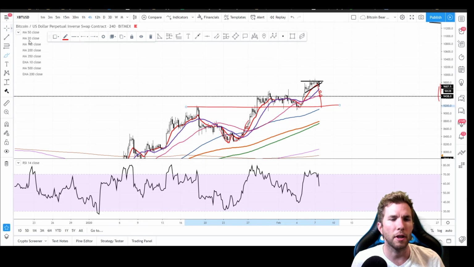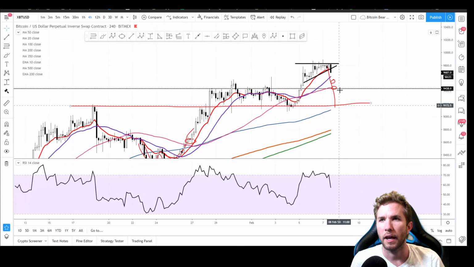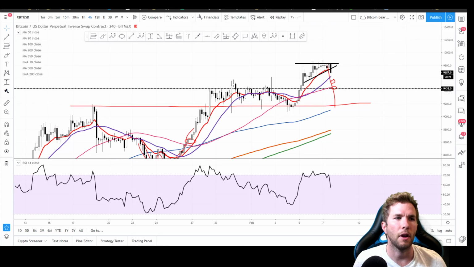So a couple key support levels. Just don't rush your entries. Wait for confirmation and then go from there. All right, let's take a look at algo.